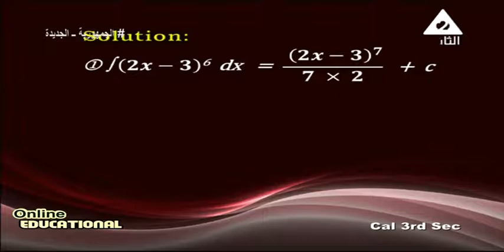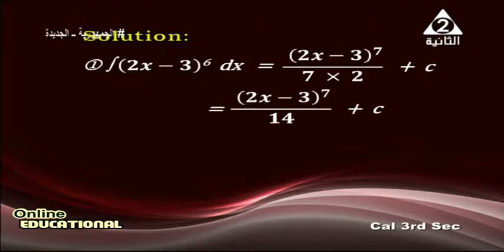Then the integration equals (2x minus 3) all to the power 7 over 7 multiplied by 2, plus c, which equals (2x minus 3) all to the power 7 divided by 14 plus constant c.